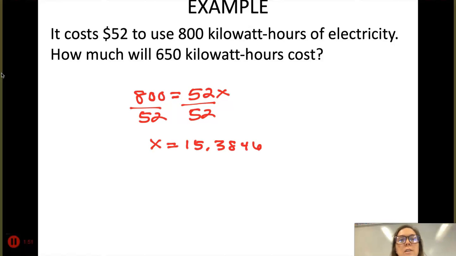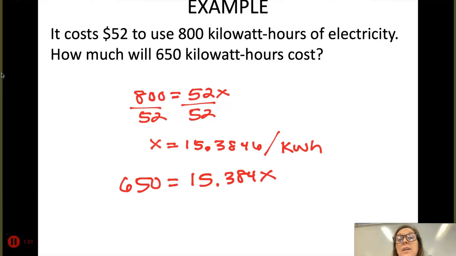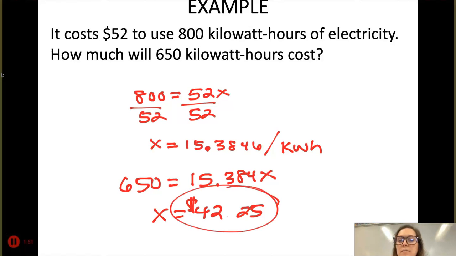0.065 and some change. So then if that's how much it is per kilowatt hour, now we need to figure out how much it's going to cost for 650. So I'm going to put that 650 in place of the 800, and I'm going to put the rate in place of my unknown. So when I divide that out, we get our x is $42.25. That's how much it would cost for 650.